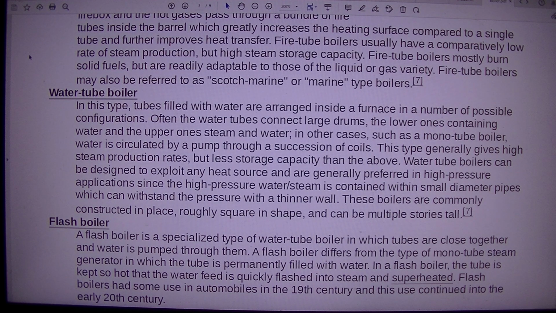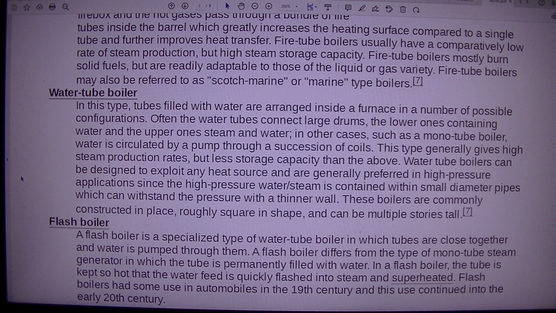Fire tube boilers usually have a comparatively low rate of steam production, but high steam storage capacity. Fire tube boilers mostly burn solid fuels, but are readily adaptable to those of the liquid or gas variety. Fire tube boilers may also be referred to as Scotch marine or marine type boilers.